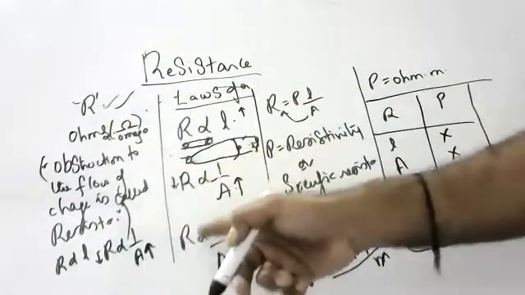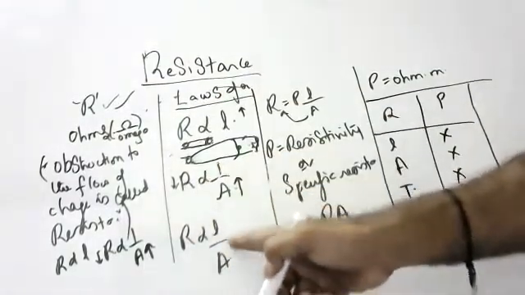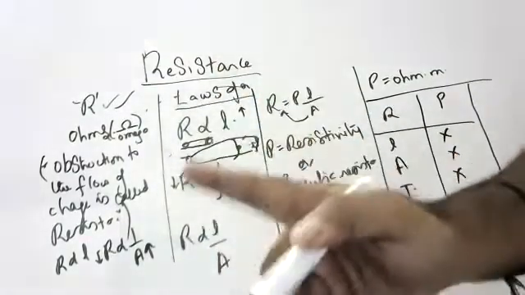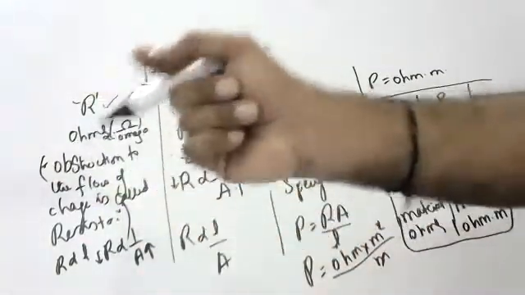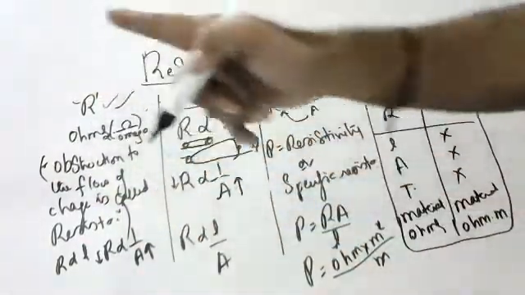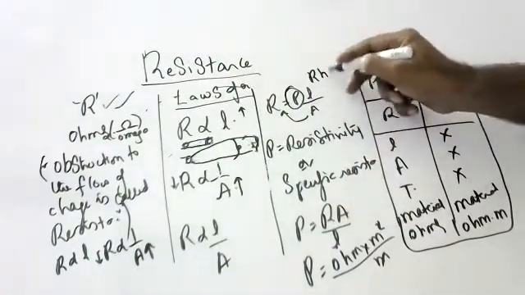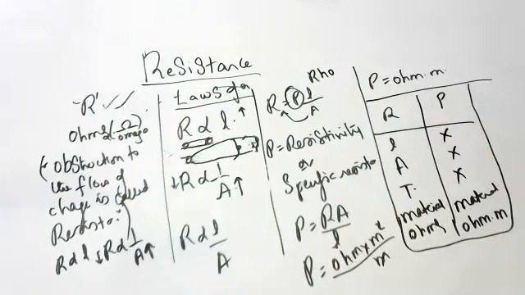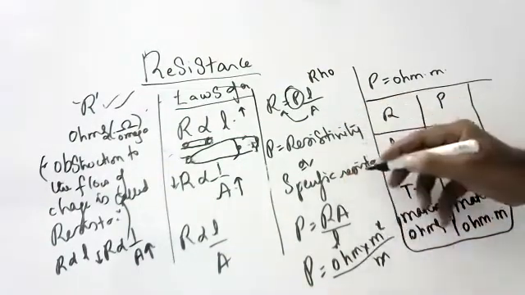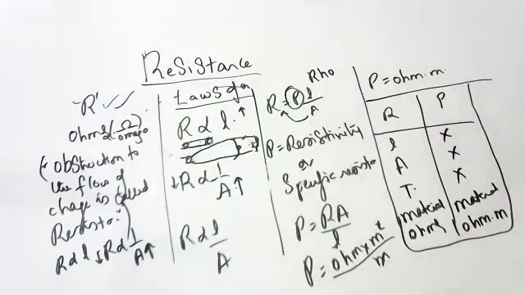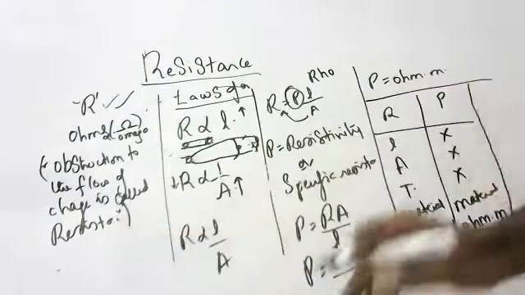Combining both, we get R is directly proportional to L by A. Remember, for proportionality we have to keep some constant now, like in Ohm's law, E is equal to I R, where R was the constant. Here, rho is the constant. Rho is called specific resistance or resistivity, and units are ohm meters. Okay, children? Now, what is the definition of resistivity?